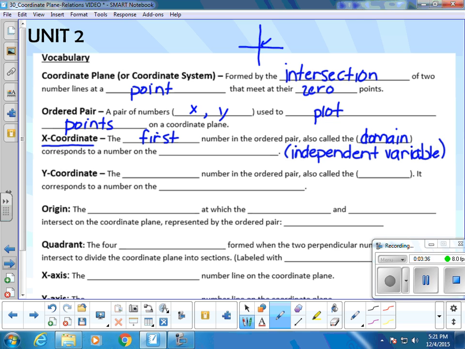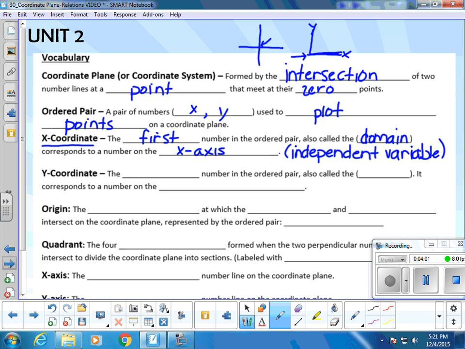And it corresponds to the number on the x-axis. So when you're graphing in science and you think about this, normally your graphs look like this. Well, this is the x and this is the y. So this is your x-axis. That's the first area that you're going to move along when you're plotting points. You have to look at the x value first. And that's what we're saying here.